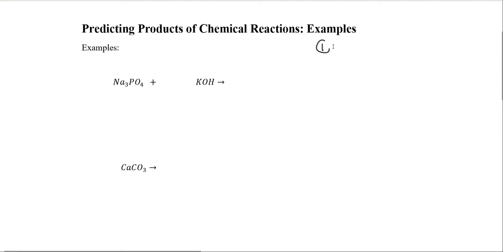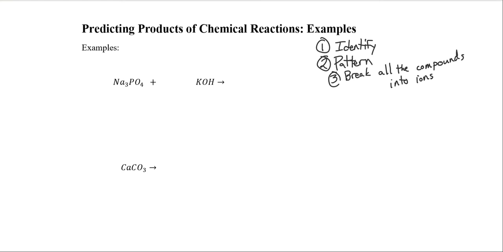Step one should be always identify the type of reaction. This will help you figure out what patterns and rules things usually follow. Step two, try to follow the patterns that are given. And one of the key things that you might have to do is step three, break all of your chemicals into ions. Following these three steps, you'll hopefully get a decent idea of what's happening, and that'll allow you to predict the products of these chemical reactions.